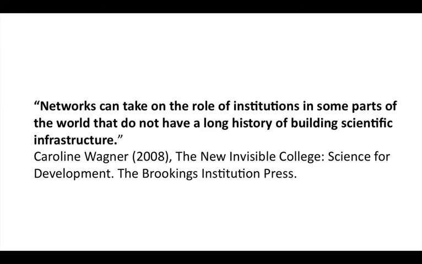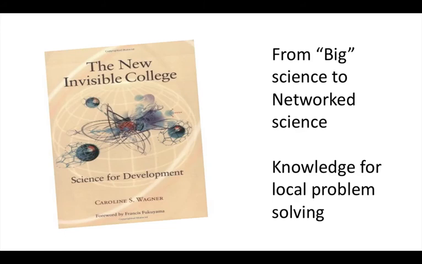And she argues that instead of urging researchers in the South to imitate researchers in the North, that is, to publish in high-impact journals and to invest in certain kinds of big science, researchers and policymakers focusing on research for development in the South should look at local research and local innovation as a way to encourage the building of local infrastructure. And so this is a call for a move from so-called big science to network science and to the use of knowledge for local problem solving.